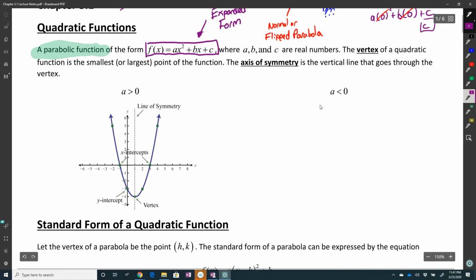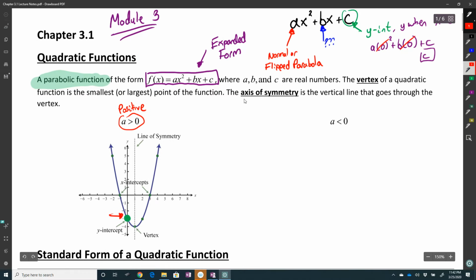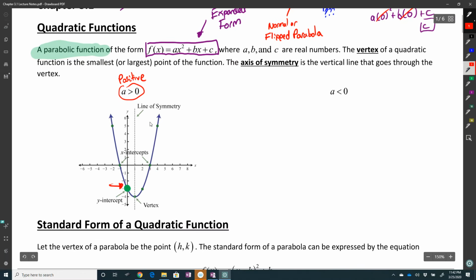Now in the graph, the y-intercept is this point right here. Okay, so here, notice it says a is positive. And like I said, it's normal or flipped. Since a is positive, we have a normal parabola. If a is less than 0, we have a flipped parabola. Hold on, let me erase that. There you go.